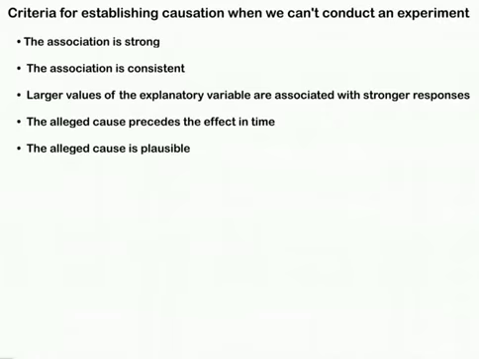And so there are some criteria for establishing causation when we can't conduct an experiment, like in those examples of texting and driving, going to church, and smoking causing lung cancer. The association is strong, the association is consistent, larger values of the explanatory variable are associated with stronger responses, the alleged cause precedes the effect in time, and the alleged cause is plausible.